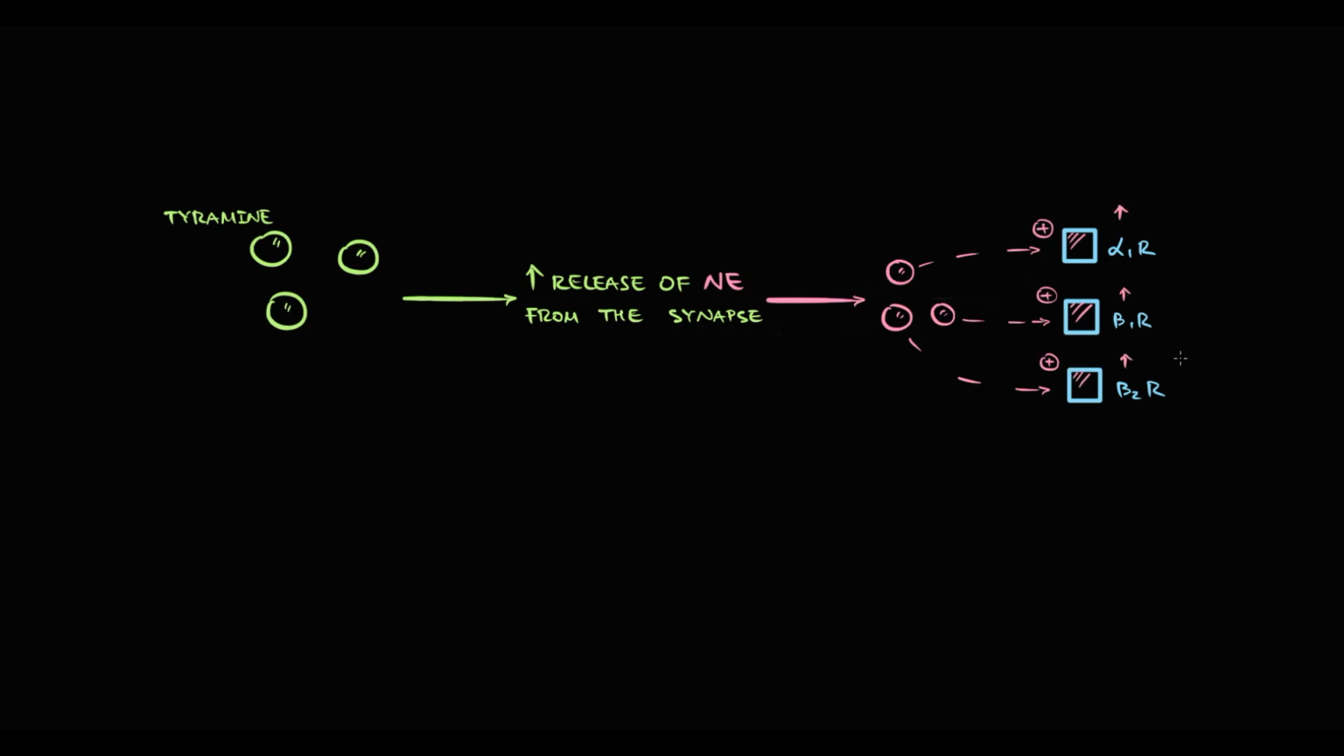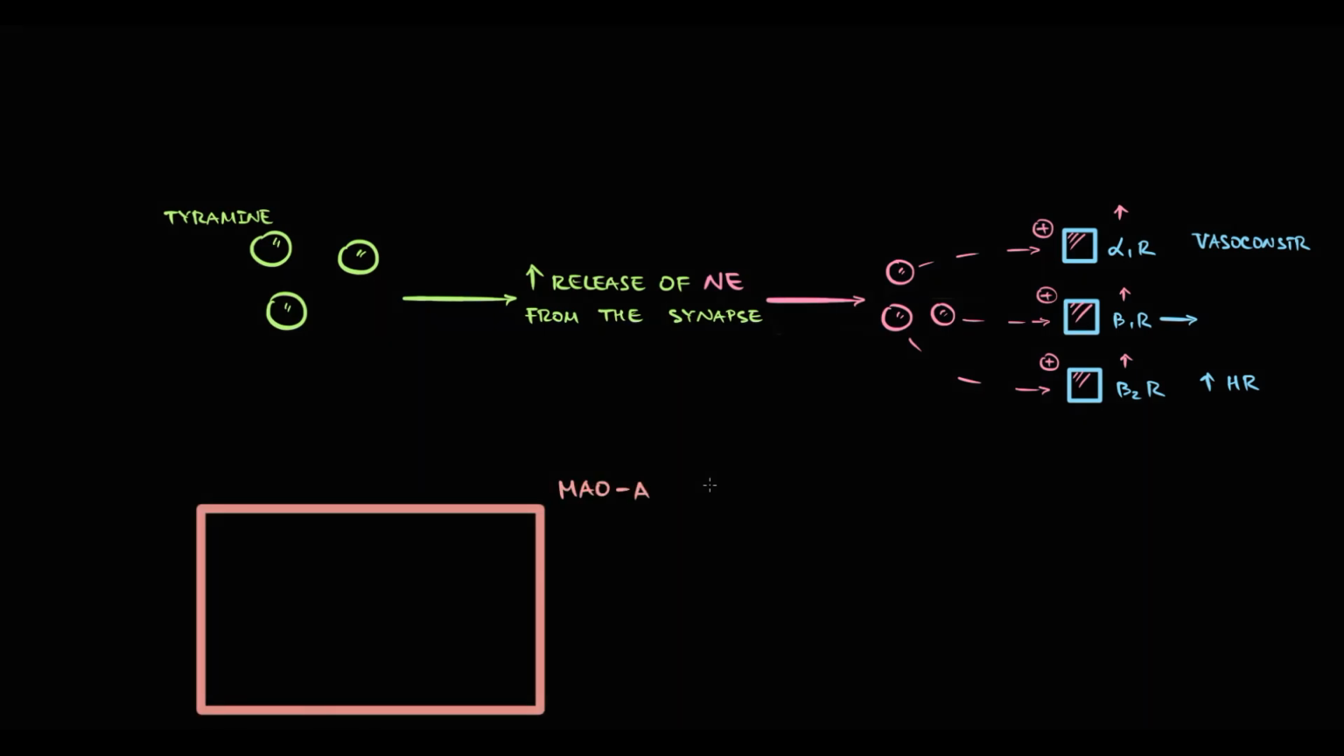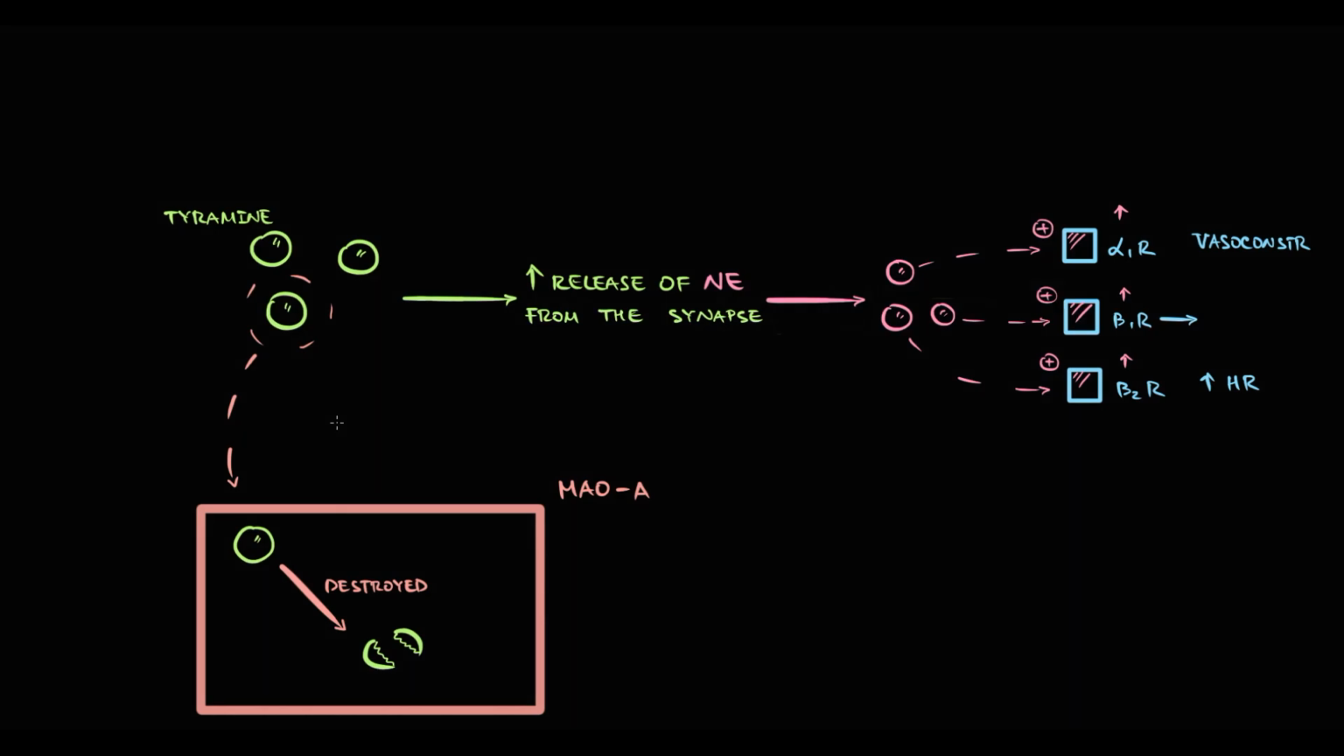With activation, they induce vasoconstriction, and also they increase heart rate. The level of tyramine is regulated by monoamine oxidase. In this case, let's take monoamine oxidase A. Monoamine oxidase A constantly uptakes tyramine molecules and destroys them. So it's a normal pathway of tyramine.